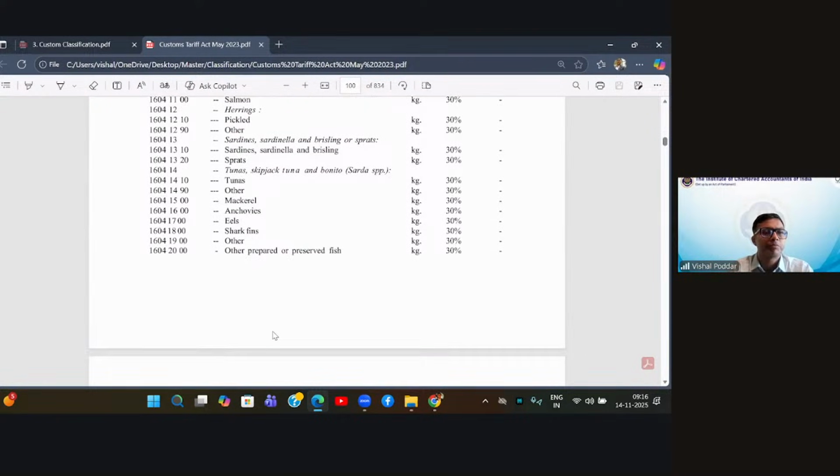See this. Yes, Geet, you're right. So the last 2 digits represent the tariff item. You're correct, Geet. Students, please ask questions because I am showing you the real tariff.